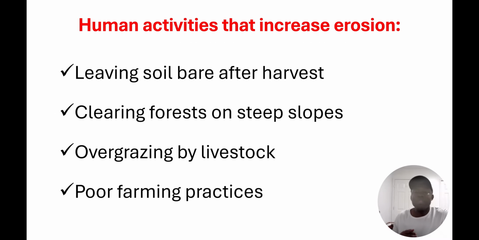Now, human activities that increase soil erosion: leaving soil bare after harvest, clearing soil on a steep slope, overgrazing, poor farming practices. These are the main key human practices that cause soil erosion. Overgrazing, where you overgraze the land with animals, exposes the land to a lot of factors. It reduces the quality of the soil. Clearing the land, that is deforestation, leaving the soil bare, all these things expose the soil to erosion.